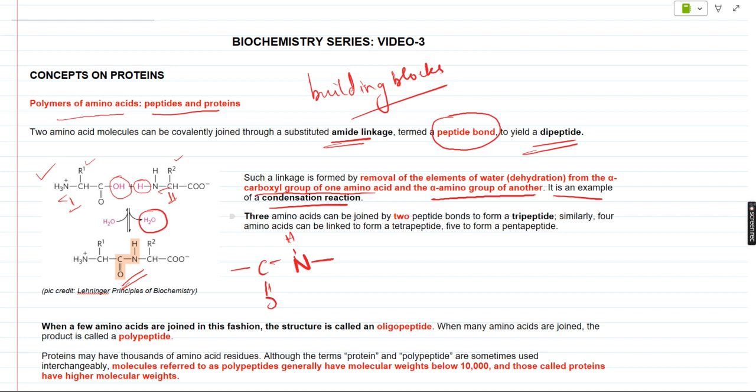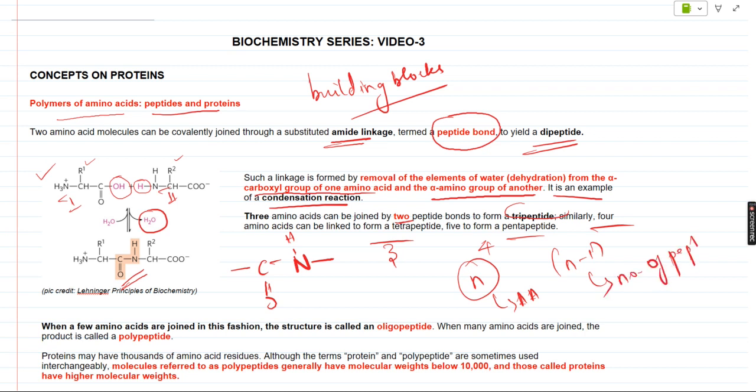If three amino acids are joined, then you will have two peptide bonds, and the resulting compound is a tripeptide. Similarly, when four amino acids are joined, you get a tetrapeptide and you will have three peptide bonds. And when five amino acids are joined, you get a pentapeptide and you have four peptide bonds. So if you have n amino acids, then you will have n minus 1 peptide bonds. Here, n amino acids, and n minus 1 stands for the number of peptide bonds. It is pretty obvious that for n amino acids you have n minus 1 peptide bonds.